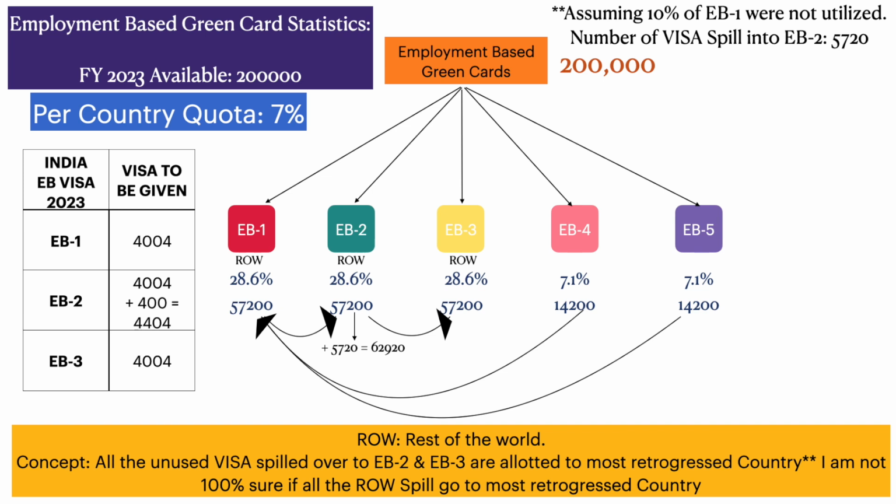And this is how retrogression starts to happen, right? Because there is a very small number of visas available for each country, especially for India and China, where there is a huge backlog, and that's why more and more people are applying, and they're all basically adding up to the queue, and this is how the retrogression is progressing.